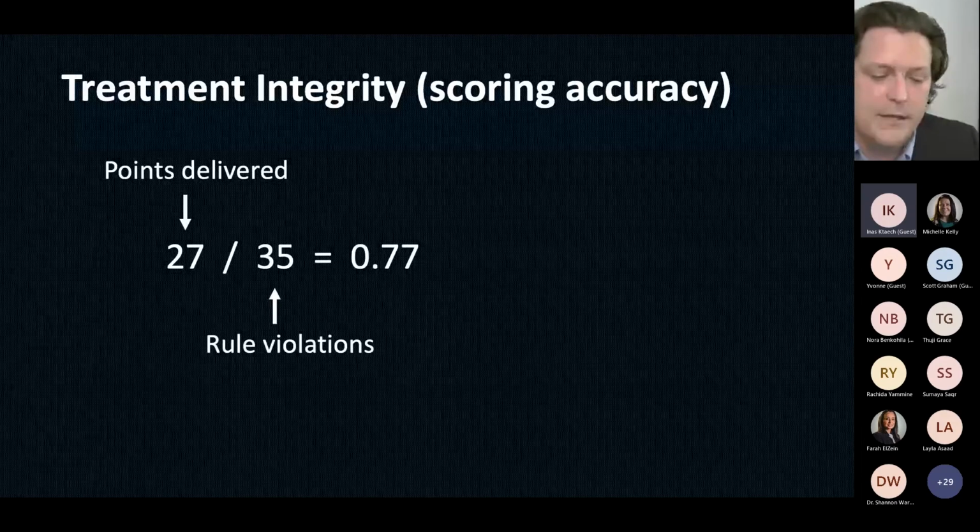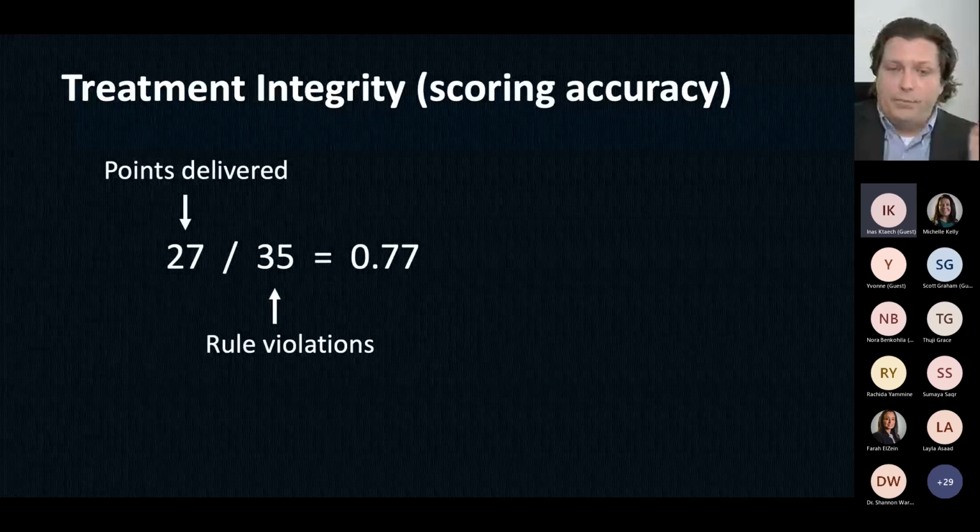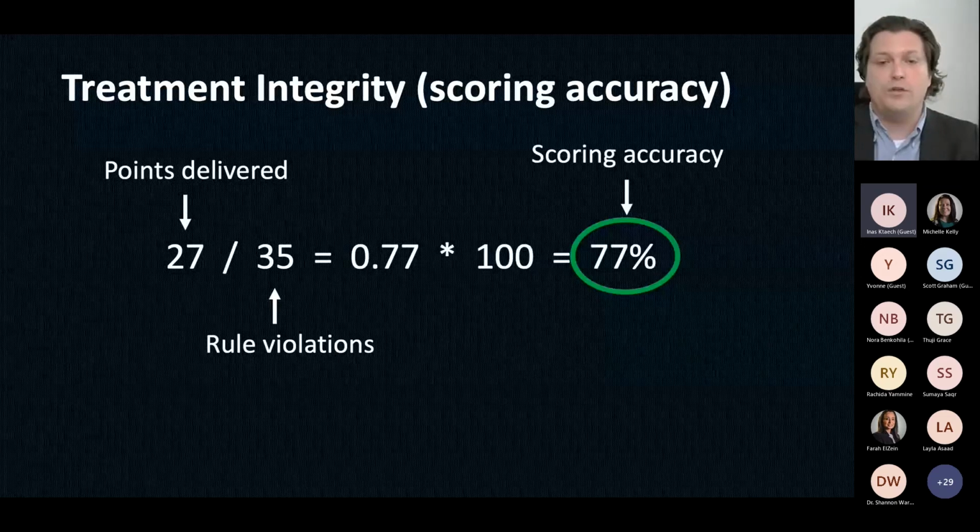And they would be right in that case. So you get the number of points delivered by the teacher, the number of rule violations that occurred, and you do a little bit of math. You divide 27 by 35, and you multiply the number by 100 to get a percentage. So in this case, scoring accuracy would be 77%.